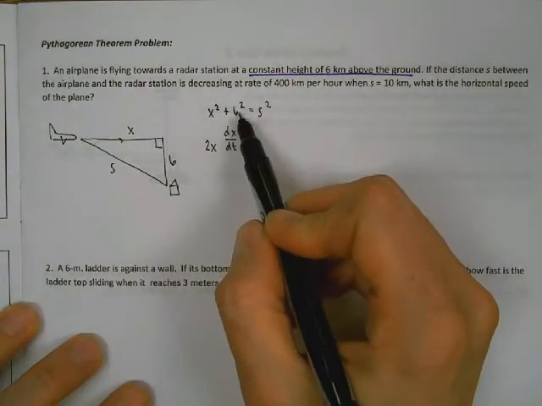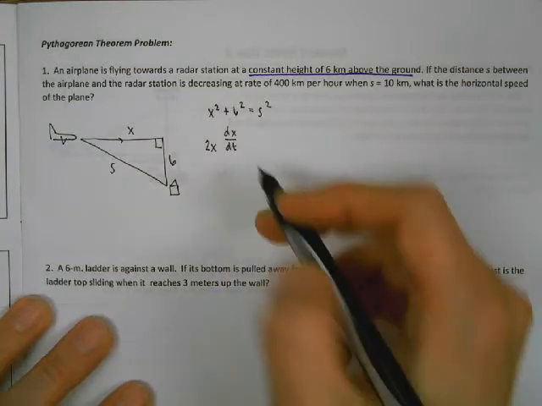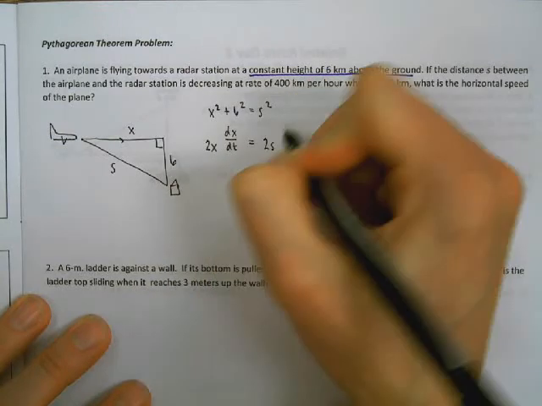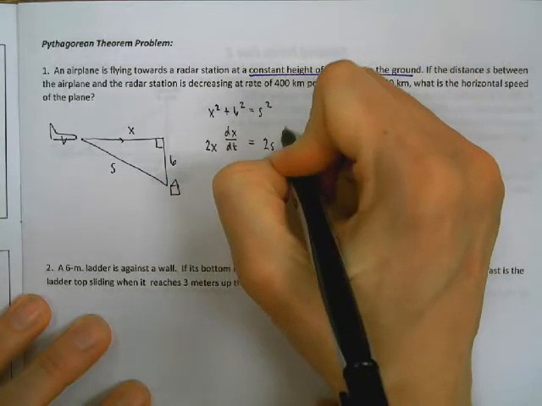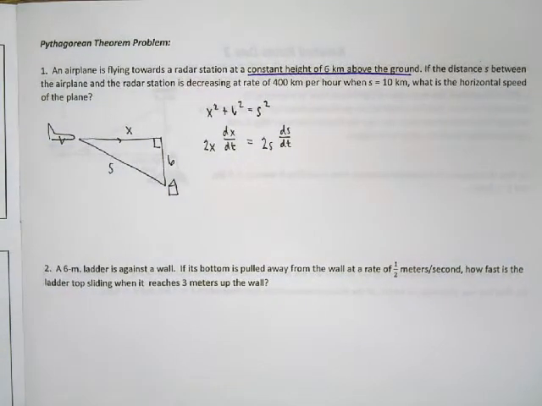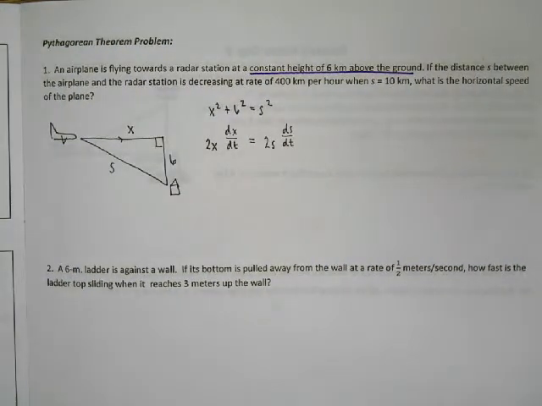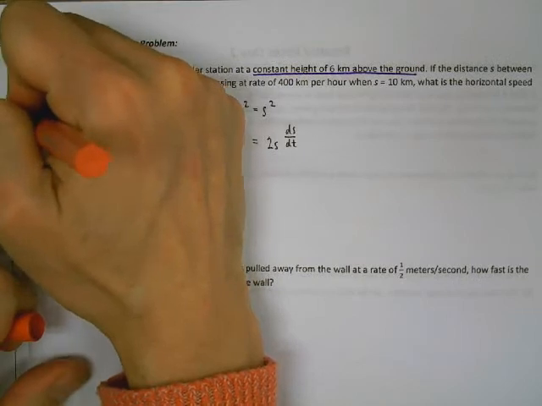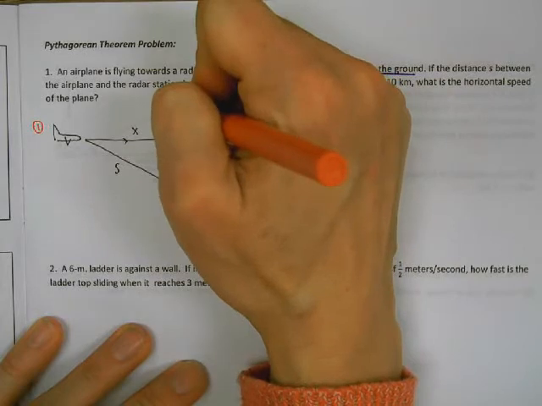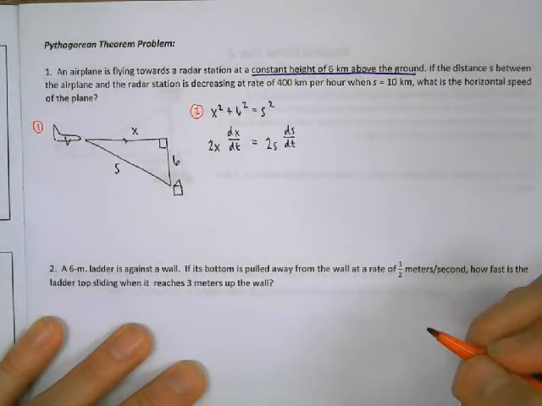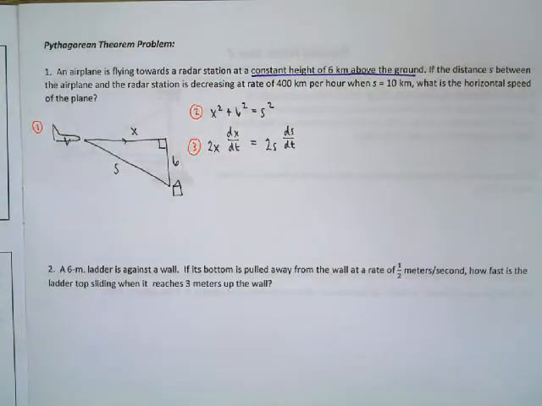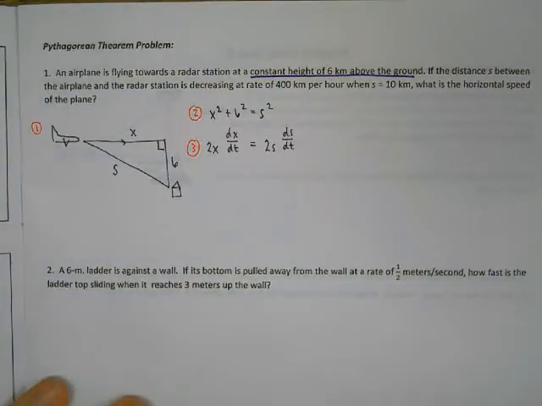6 squared is just 36. That's a constant, so its derivative is 0. So I have equals, my derivative of s squared is 2s, but then I have ds/dt. So really here, if we're keeping track of our steps, step 1 was drawing the picture. Step 2 was coming up with our equation. And now step 3, we've taken the derivative of that equation with respect to t.